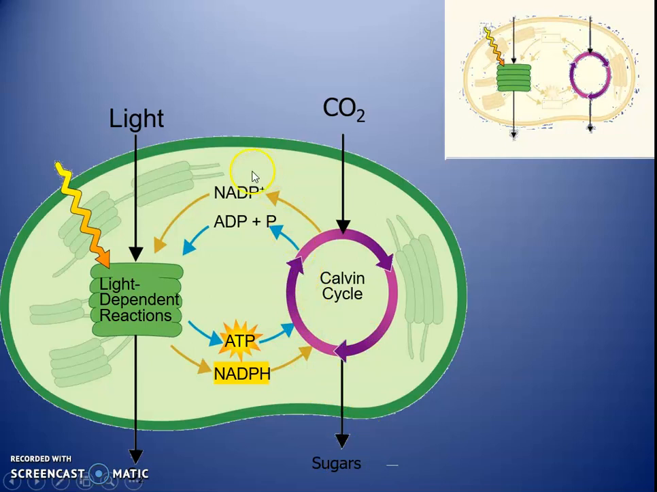The other products of this reaction would be the ADP, that half charged battery that we talked about earlier in the unit, and NADP+. So they'll cycle back to the light dependent reactions and get remade into ATP and NADPH. So that is how photosynthesis works.